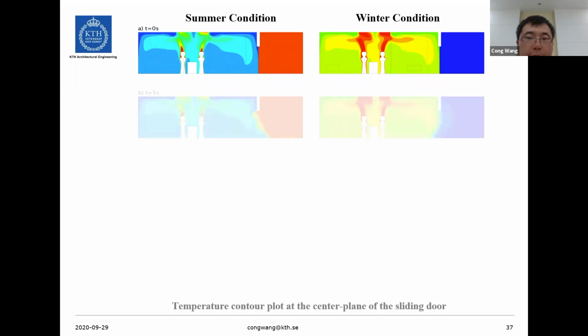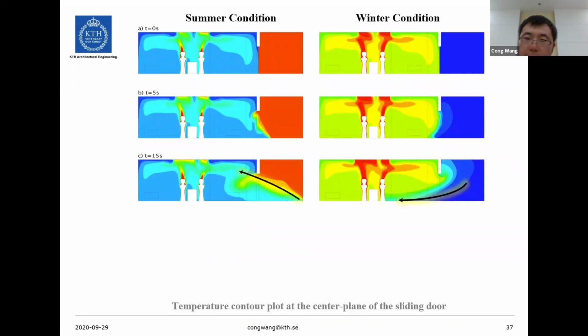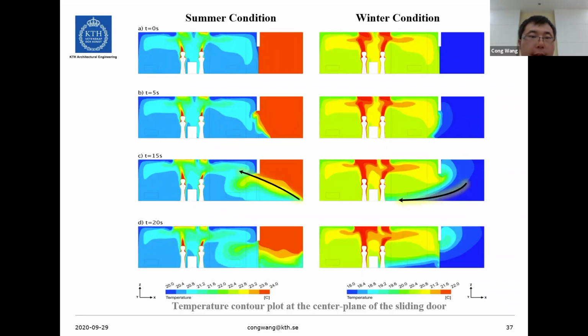And then this figure shows the transient phenomenon caused by the door opening. So at the 0 second, the door starts to open, but is still closed. Nothing would happen. And at the 5th second, the door has already been fully open. We can see that some phenomena have been shown at the 5th second. Then when the time goes to the 15th second, which is 10 seconds after the door is fully open, we can clearly see the difference between the summer condition and the winter condition.